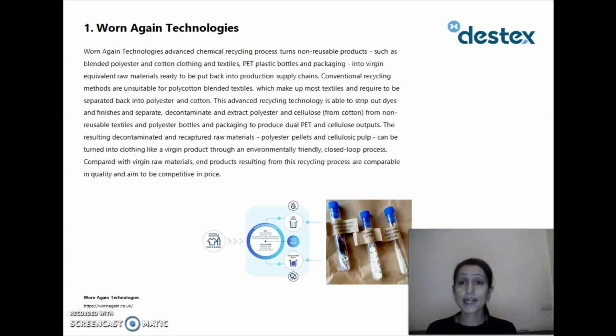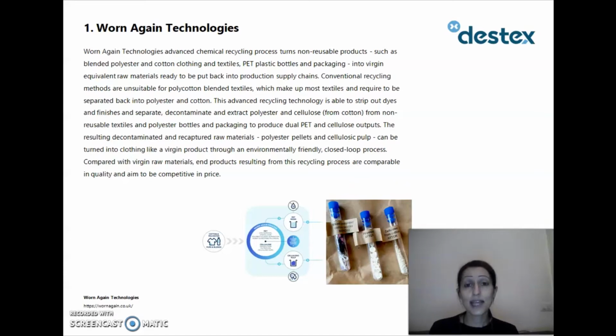Our first case study is an advanced chemical recycling process which turns non-reusable products, such as blended polyester and cotton clothing and textiles, PET plastic bottles and packaging, into virgin equivalent raw materials ready to be put back into production and supply chains. Conventional recycling methods are unsuitable for polycotton blended textiles, which make up most textiles and require to be separated back into polyester and cotton.